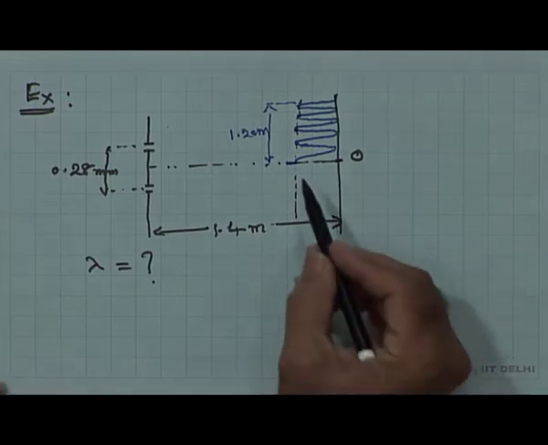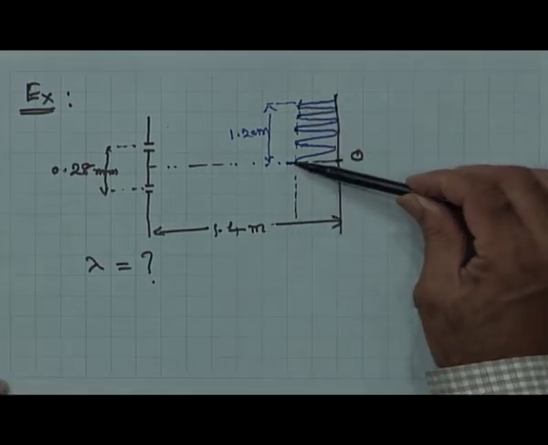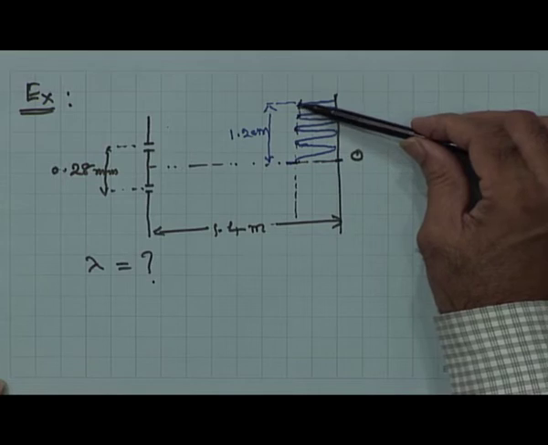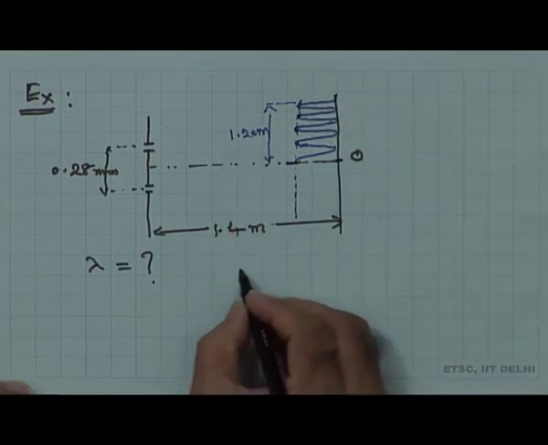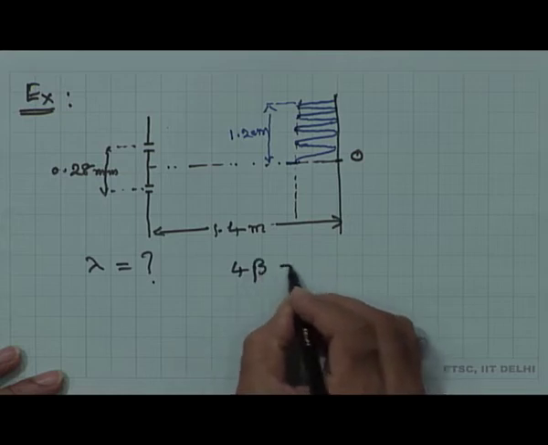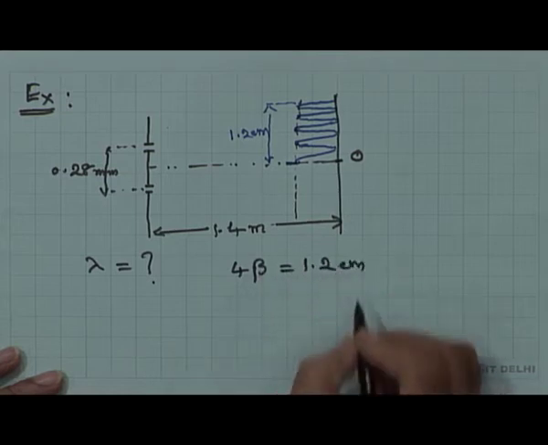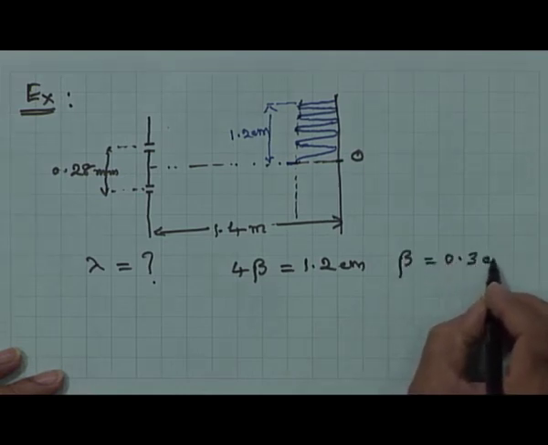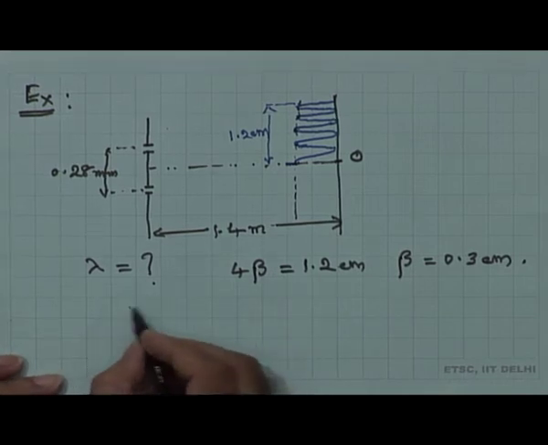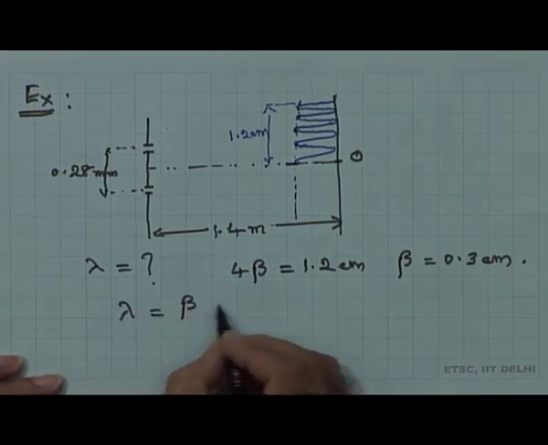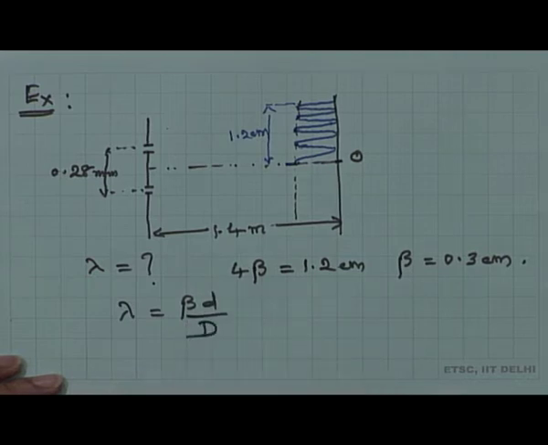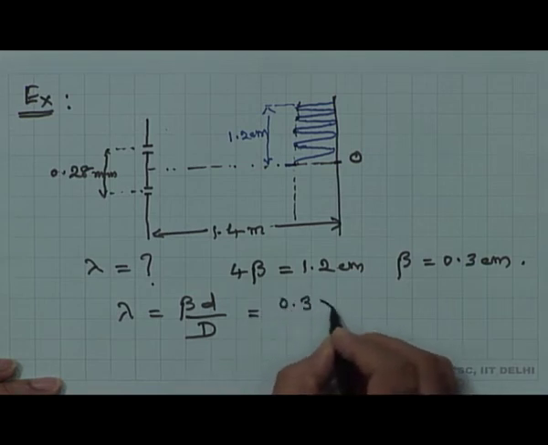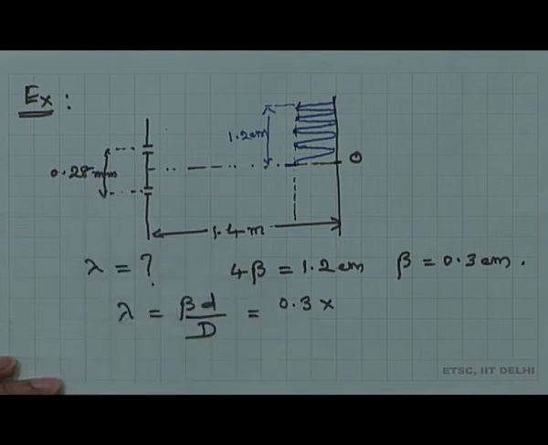As we can see, peak to peak separation is 1 fringe width. So, 2, 3 and 4. What is given in this data is 4 beta is equal to 1.2 centimeter, or beta is equal to 0.3 centimeter, and lambda is equal to beta into d by D. So, we have all the information that is required. So, we have this equal to 0.3 centimeter multiplied by 0.28 millimeter.